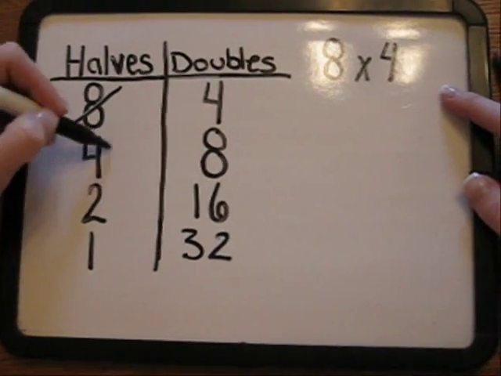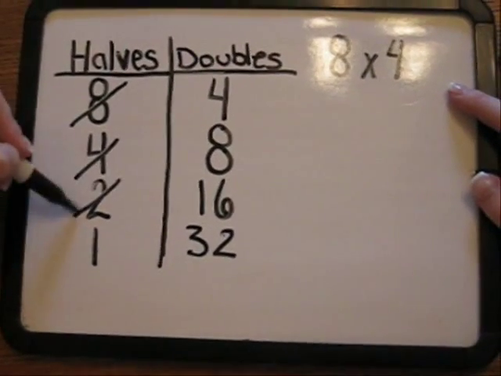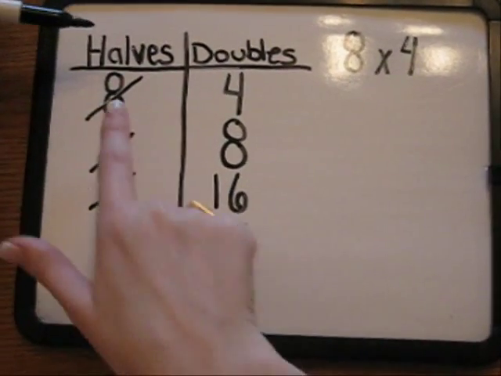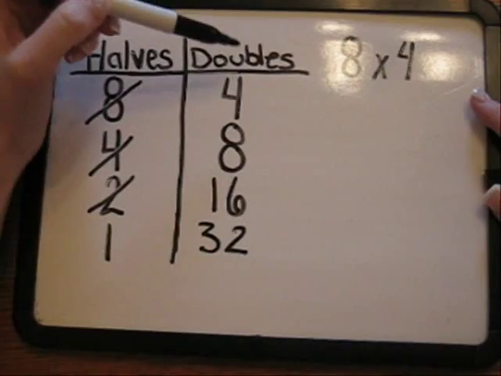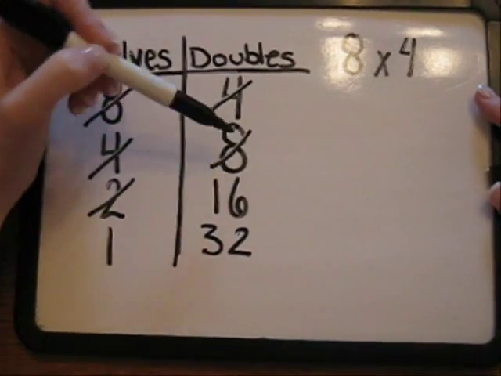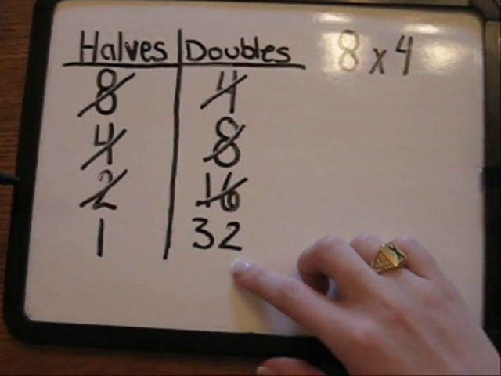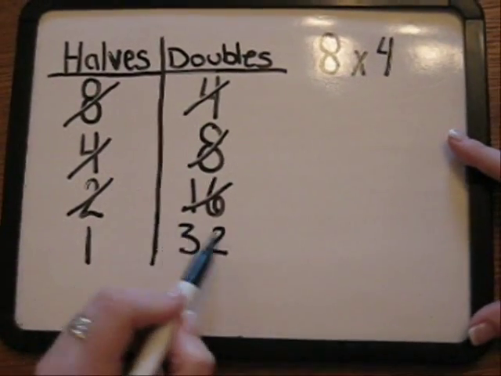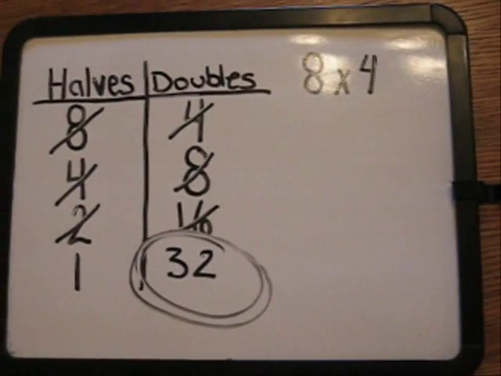So I cross out this, the 4, and the 2. And then I'm also going to cross out in the doubles all the numbers that match with the ones that I crossed off in the halves. So I cross out the 4, the 8, and the 16, and all I'm left with is 32. And so since there's nothing else plus 32, I know that the answer is 32.